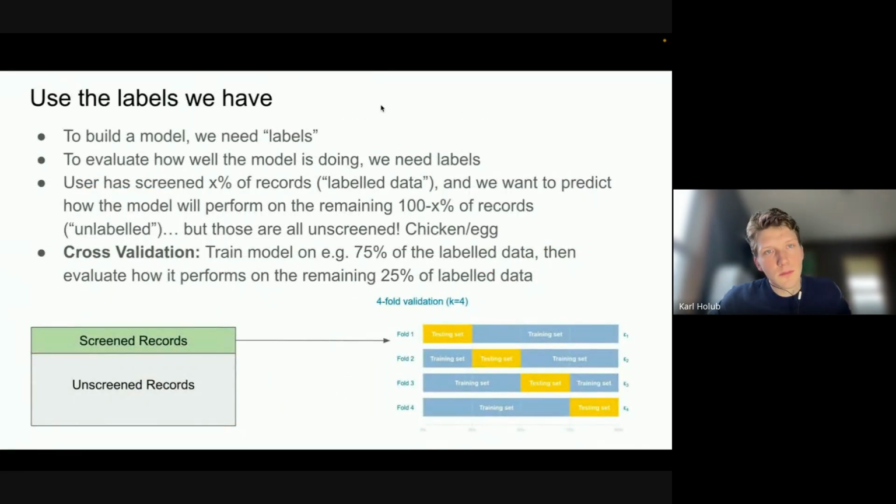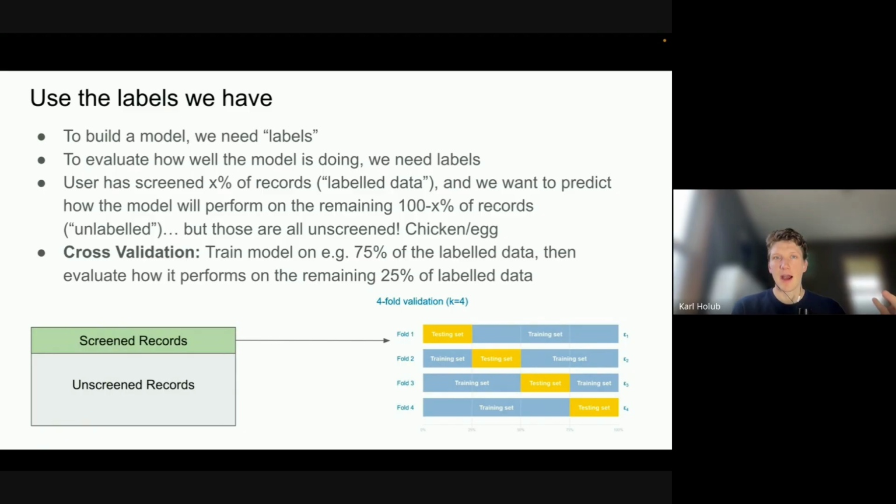Okay, so to jump into a little bit of machine learning terminology, we have features and we have labels. In our problem of screening models, features are basically things like the abstract, the publication date of records, and labels are include or exclude decisions. So the game we're playing with the screening model is predicting labels from our abstract, publication date, etc. features. So to build a model, obviously, we need labels. We need those include, exclude decisions.